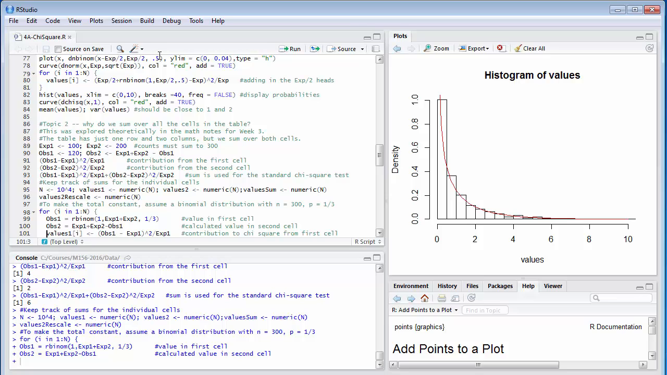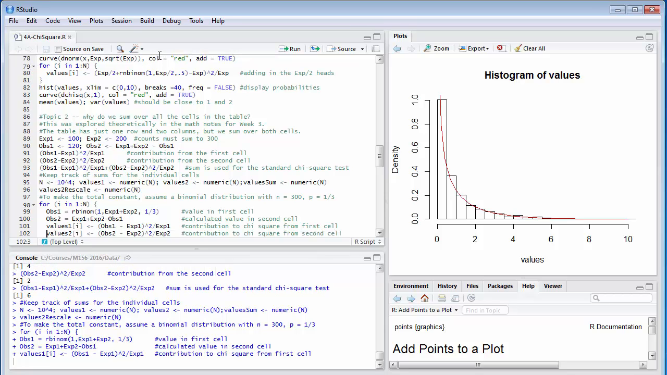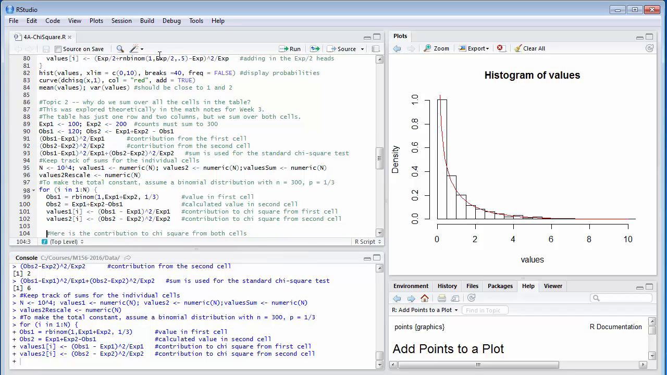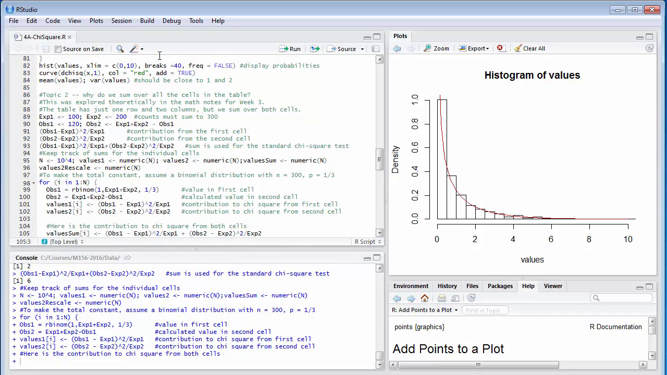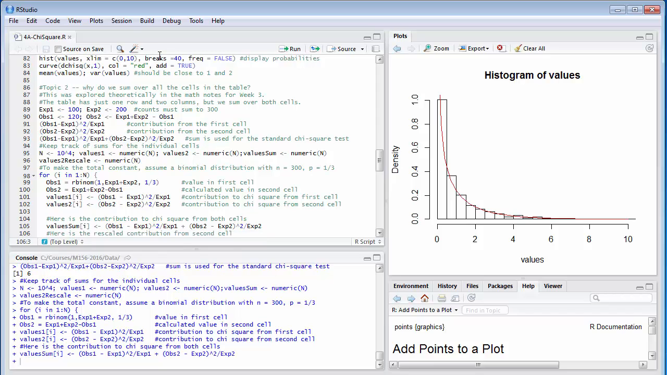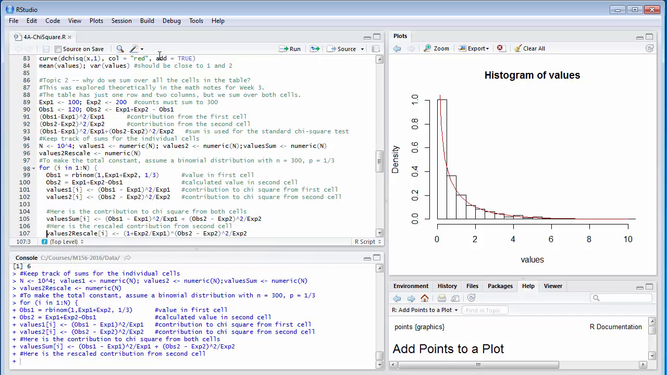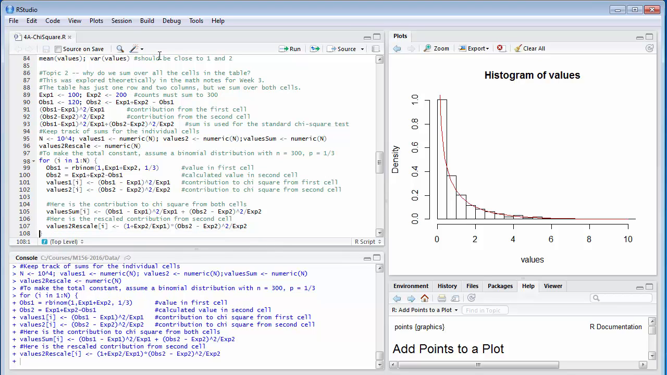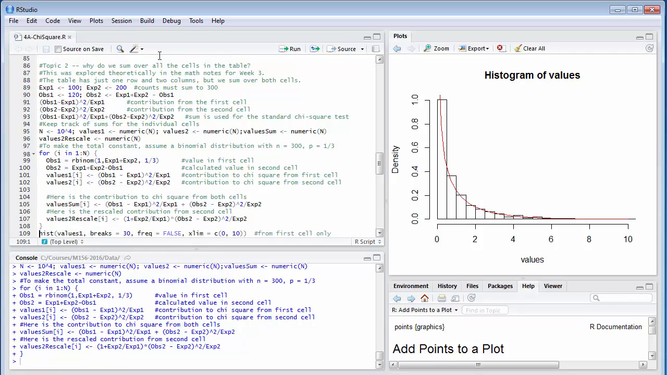I then save the chi-squared value from the first cell only, the value from the second cell only, the sum of those two contributions, and a rescaled value from the second cell where I have multiplied by 3, multiplied by 1 plus the expected number of failures over the expected number of successes. And now let's look at various histograms.